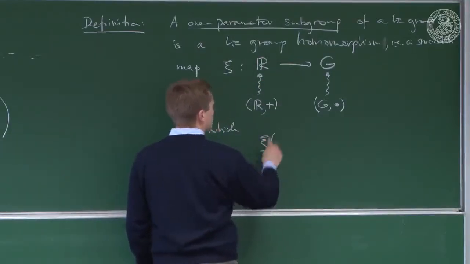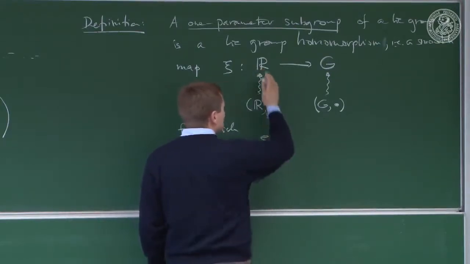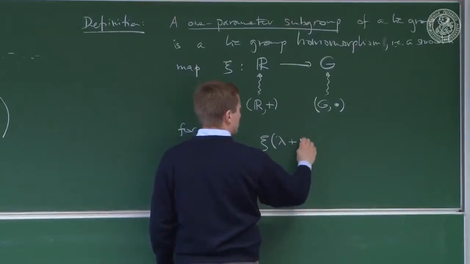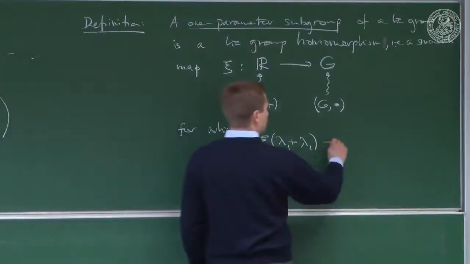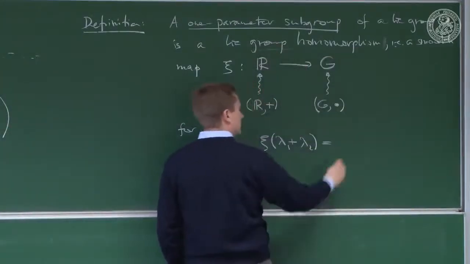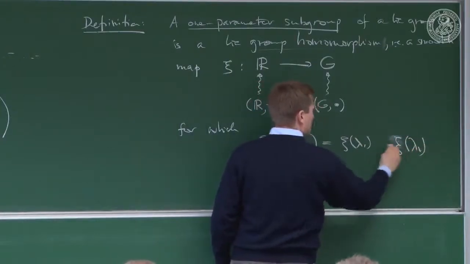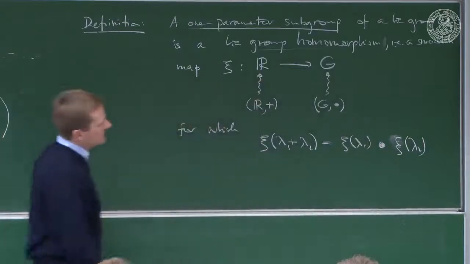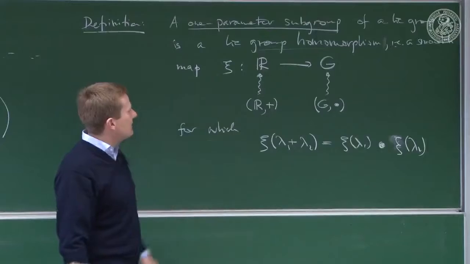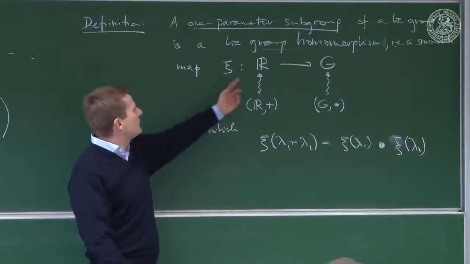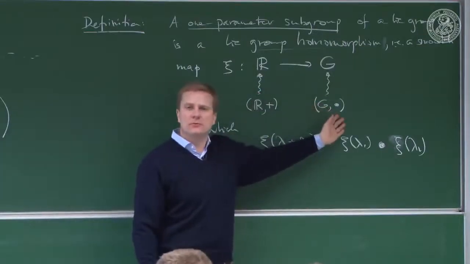It means you can first take elements in here and compose them. So in this case, it's say two parameters, two real numbers. And how do you compose them? Well, lambda 1 plus lambda 2, that's the group law. But you could have equally well, and that's the group homomorphism part, mapped first one of them and then the other one, and then blobbed the result using the group operation there. That's a group homomorphism. And any such thing is called a one-parameter subgroup. So if you want, it's the embedding of a one-parameter group into the big group. Okay?